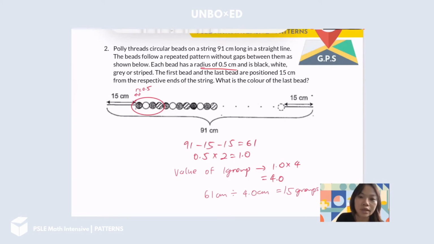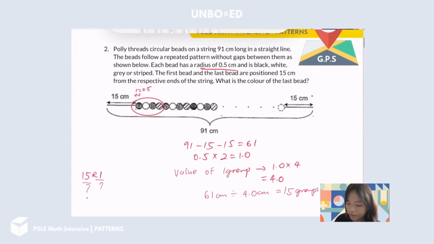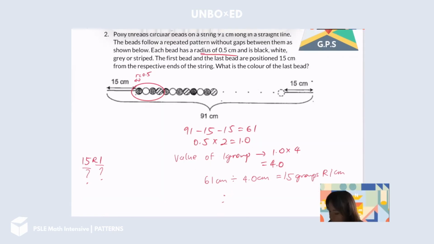Now, the reason why I put the groups and the cm down there is for you to differentiate. Because sometimes when people write 15 remainder 1, it's like, what does this 15 mean? What does this 1 mean? So if I state it clearly, 15 groups remainder 1 cm, then at least it's clear. Therefore, the answer is the first bit.